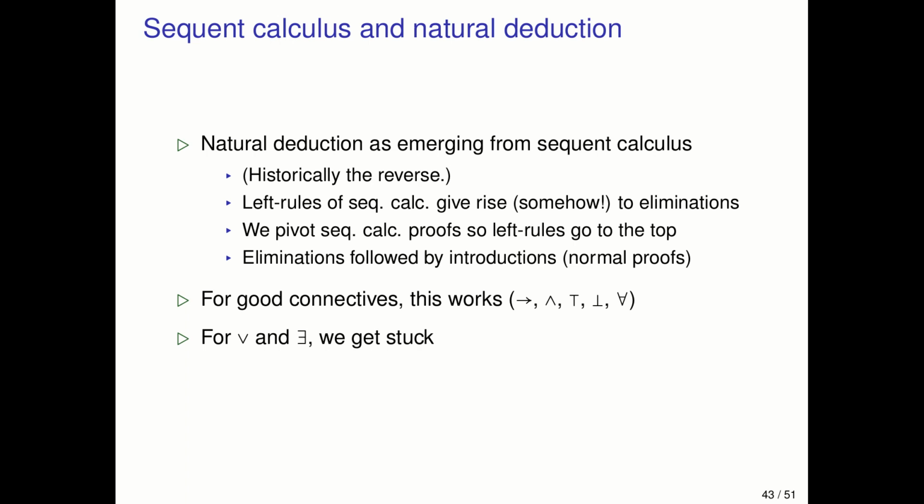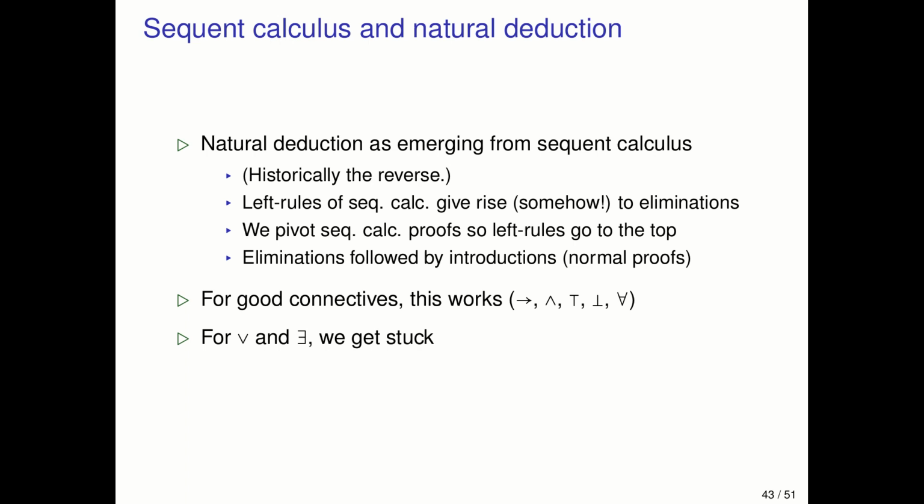And so when you have a sequent calculus proof, in a sense, you're trying to pivot, it's kind of like trying to rip the proof around so that the eliminations are at the top. You know, you have these lefts and rights that you're doing alternately as you go. You kind of want to move the lefts all the way to the top and do eliminations and eliminations and then introductions, at least for normal proofs. Okay? And so for the nice connectives, that works fine. But for or and exists, we get stuck. Okay? So I have a, this is like, okay, don't tell everybody, like the guy's full of baloney.